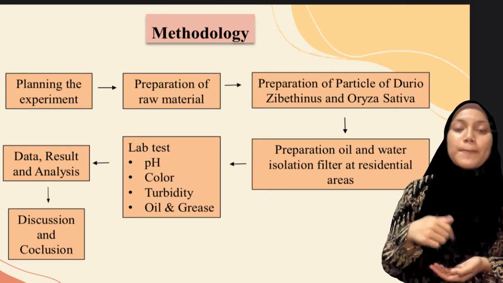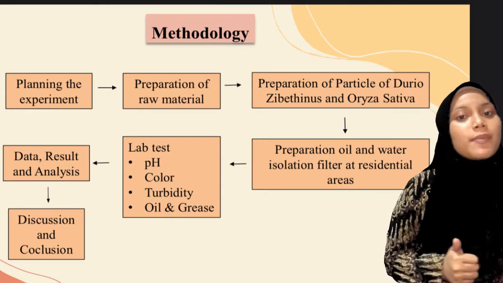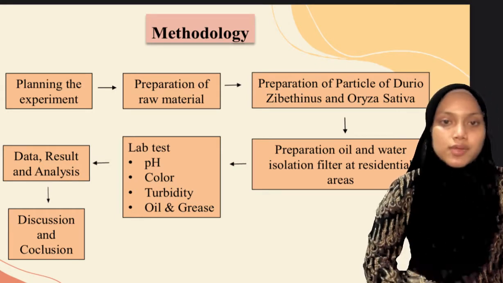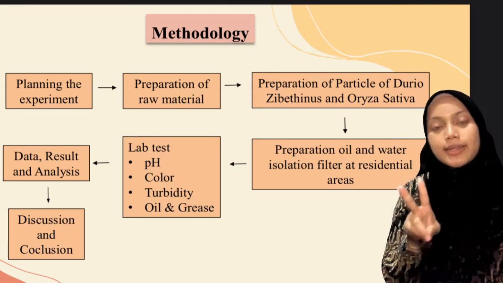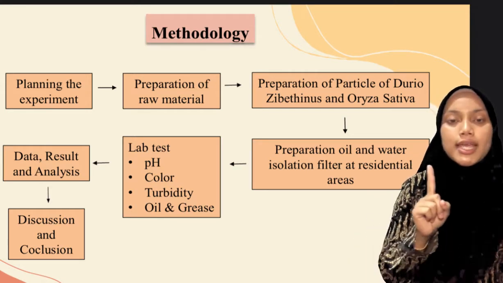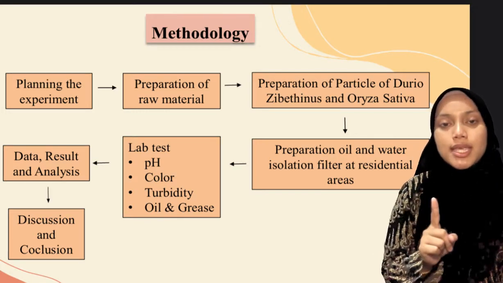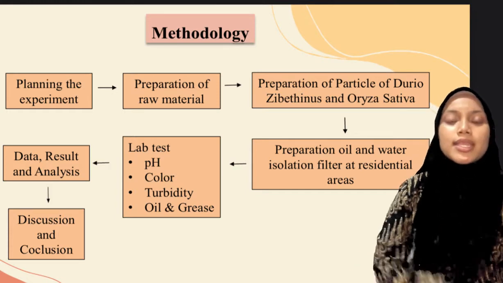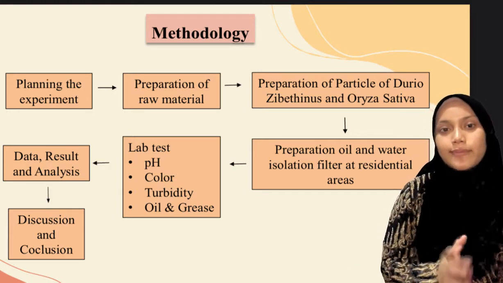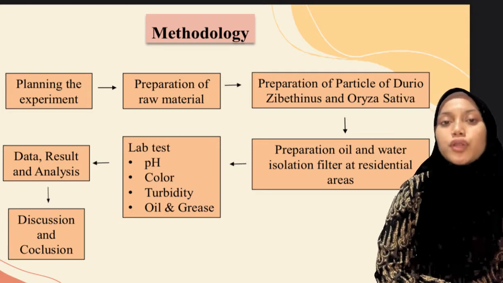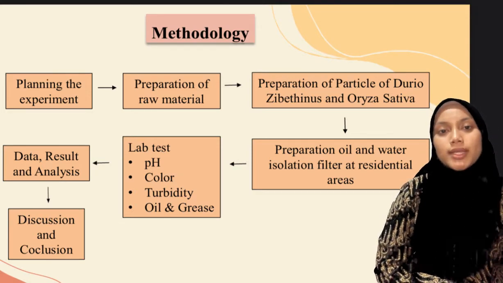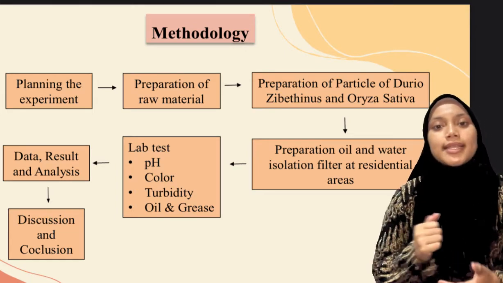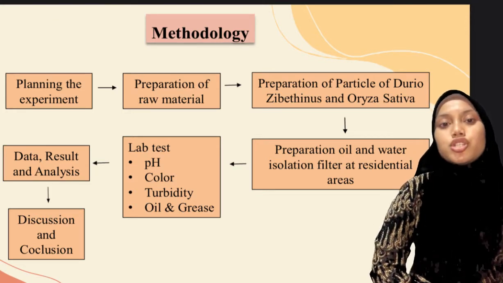Methodology of this project. Planning the experiment, our first step in this project was to select materials that were readily available in our immediate area. We chose two ingredients that have their own advantages. First, Durio zibethinus, called durian peel, and the second one is Oryza sativa, rice husk. It is a good combination because the durian peel can absorb the oil in the wastewater. Furthermore, rice husk can help separate water and oil because it contains fiber. This project can be carried out because it can help the environment by using the separation method.